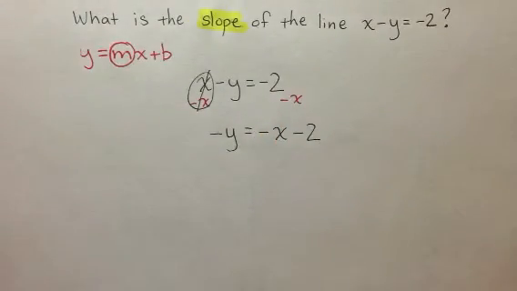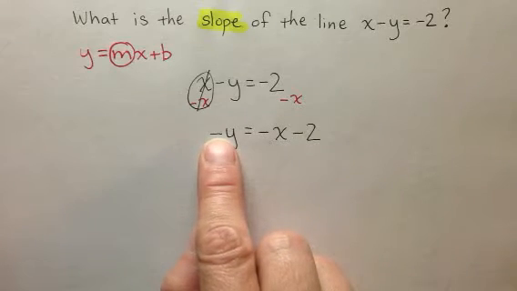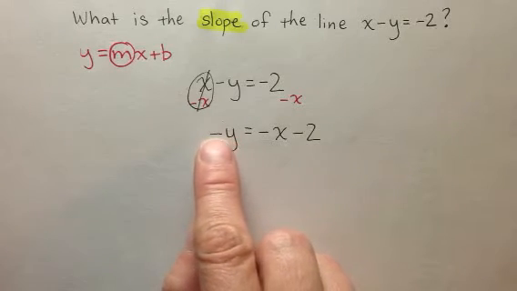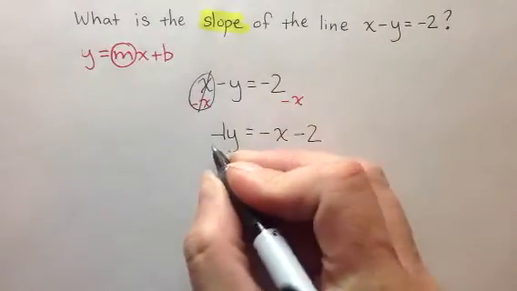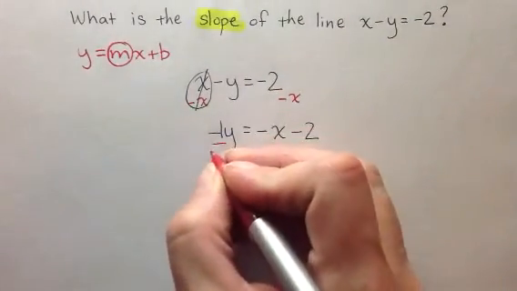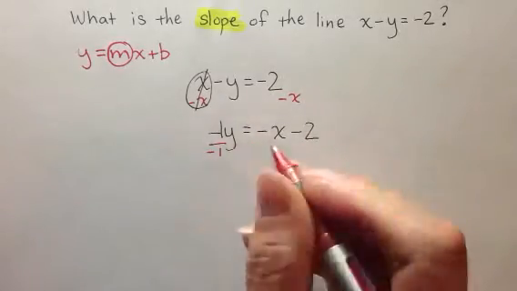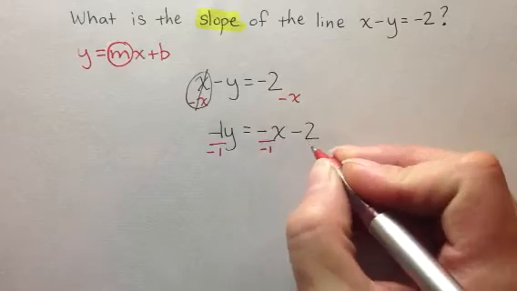Okay, the next thing I'm going to do is I want to get rid of this negative in front. y has a coefficient of negative 1. So if this is negative 1 times y, what I want to do to get rid of it is divide by negative 1. When I divide the left side, I have to divide both terms. I distribute that division.